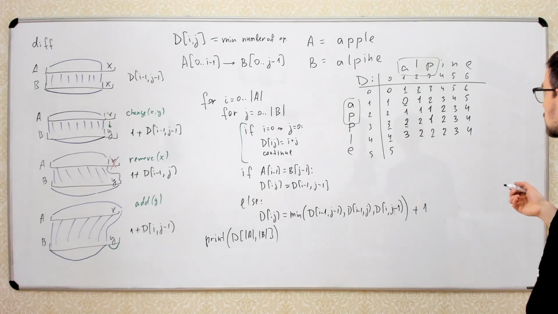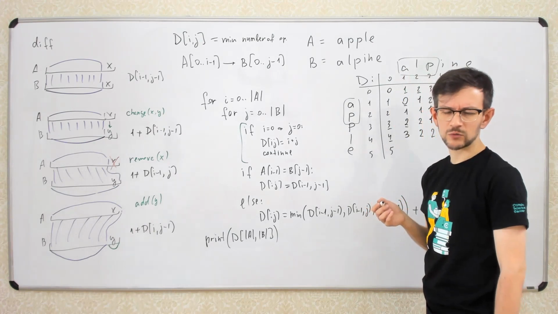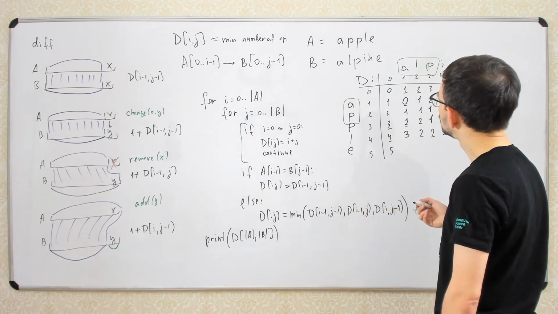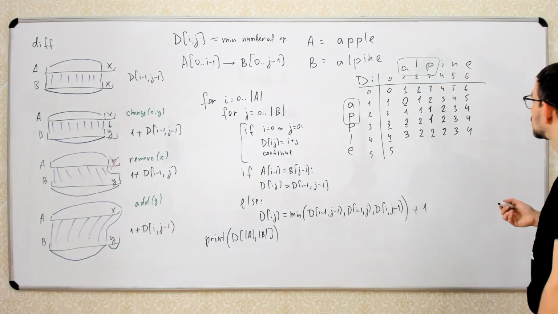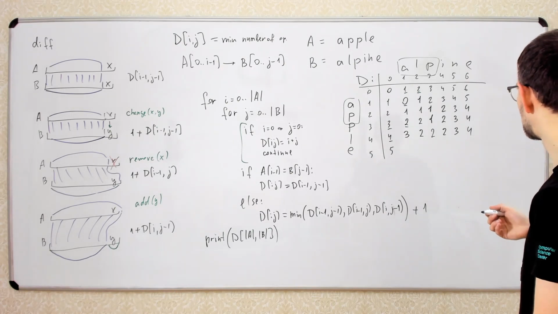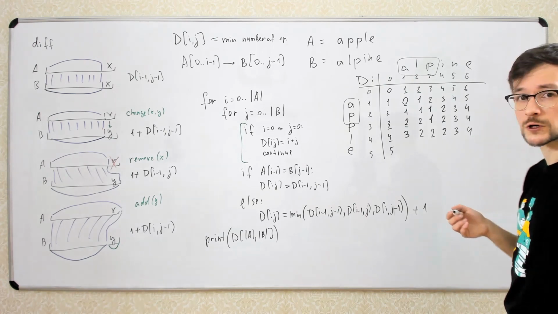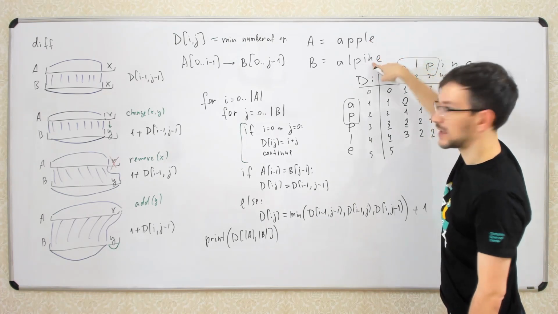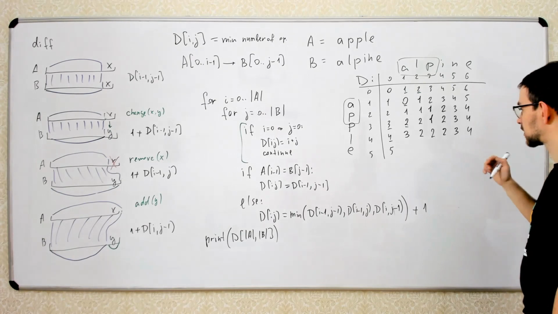What did I miss? I believe it was 4 operations. I need 1, 2, 3, 4 operations. How did I get 3 operations in the end? I need 3 operations. Yes, I cannot remove this L. I can change L to I and then add N. So I need 3 operations. So this program is smarter than me.